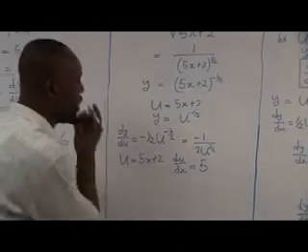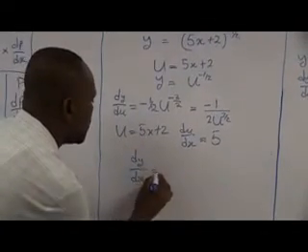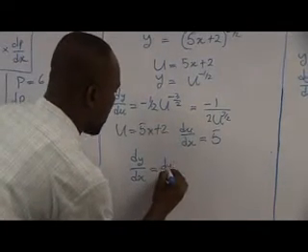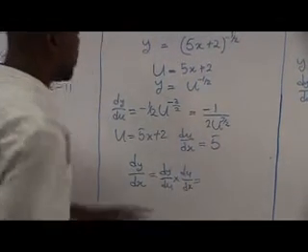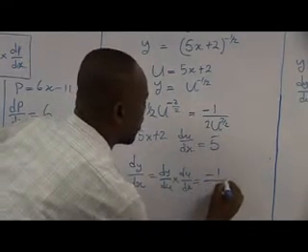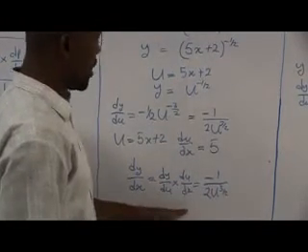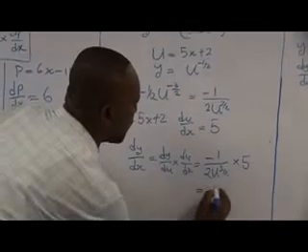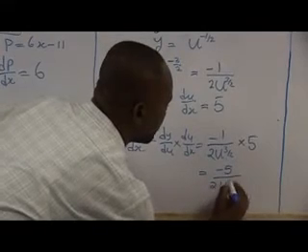We should all be professors by now. We're looking for the dy dx. The dy dx is what? The dy du times the du dx. What's the dy du? The dy du is there. So it is minus 1 all over what? 2 u raised to the power 3 over 2. And what is the du dx? The du dx is 5. So multiply by 5. That gives us minus 5. That's 5 times minus 1, all divided by 2 u raised to the power 3 over 2.